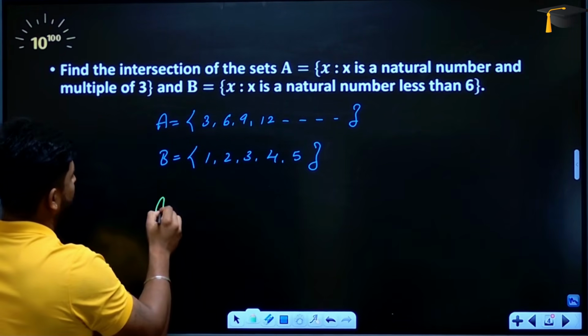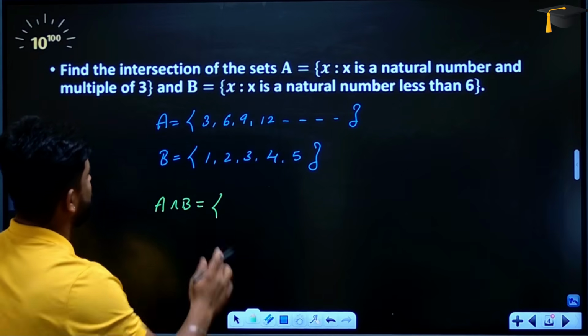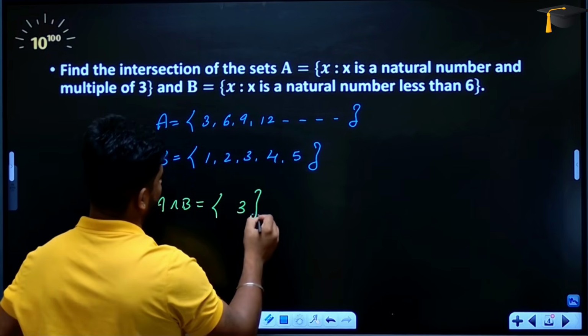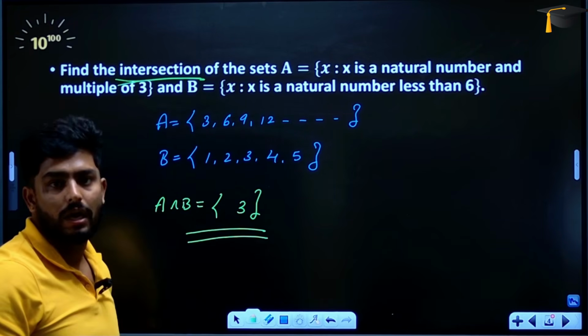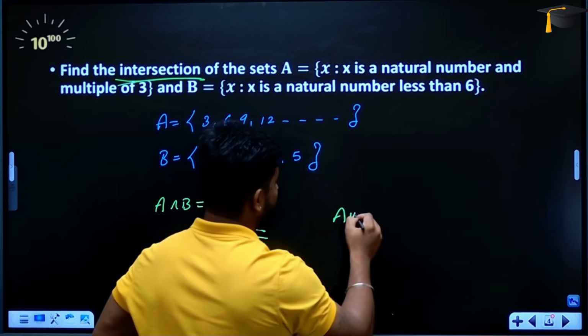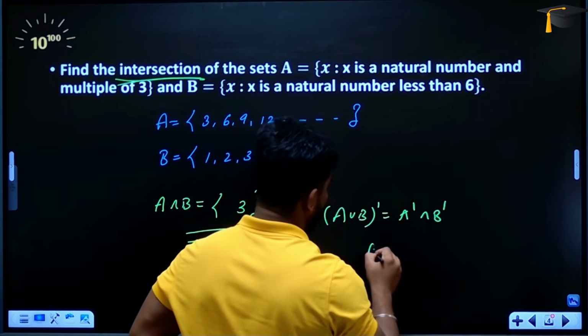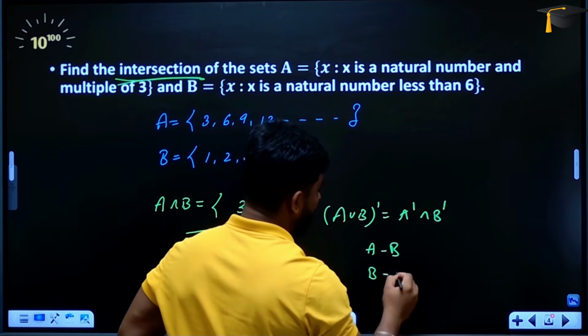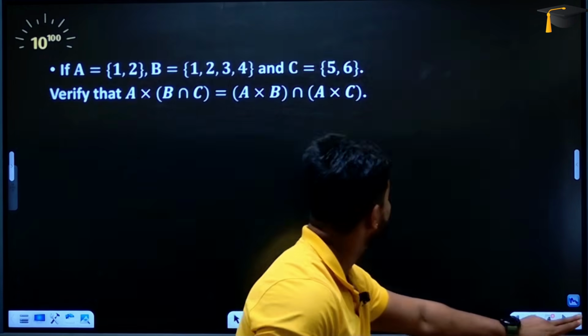And now A intersection B. What is A intersection B? The common elements between both the sets. So what is common here? It is only 3, right? So that is the answer. They asked us to find the intersection, so we just found it. But here they can ask A union B the whole dash is equal to A dash intersection B dash, or A minus B, or B minus A. They ask like this, giving the set in set builder form. So note it down. Okay. Next.